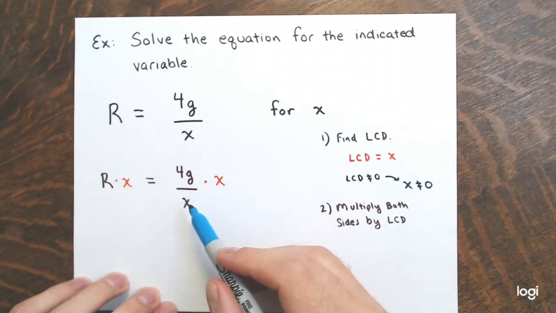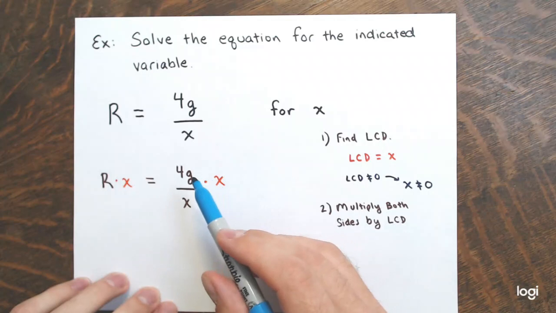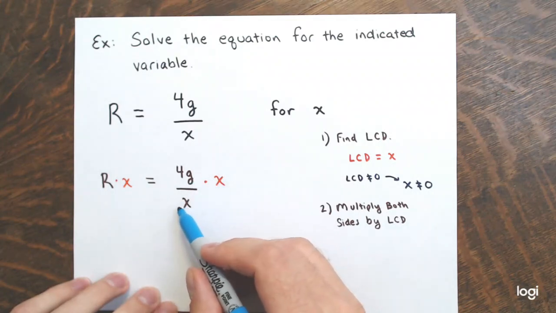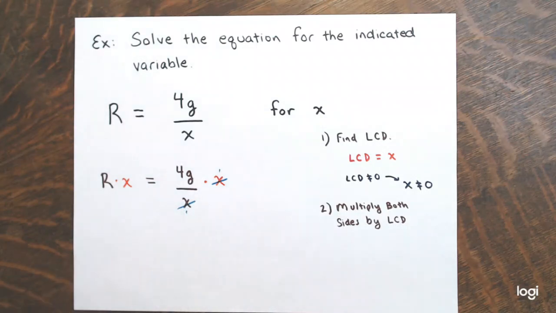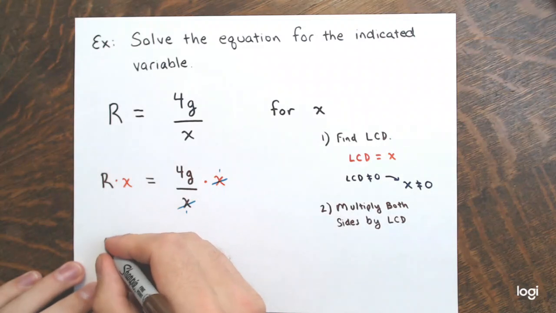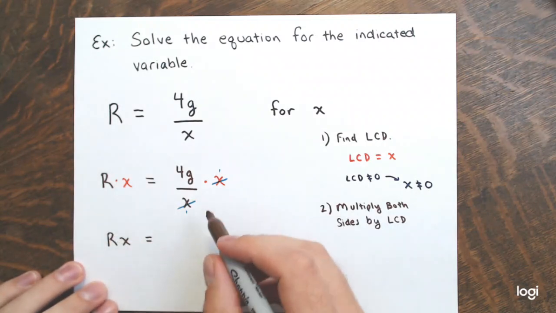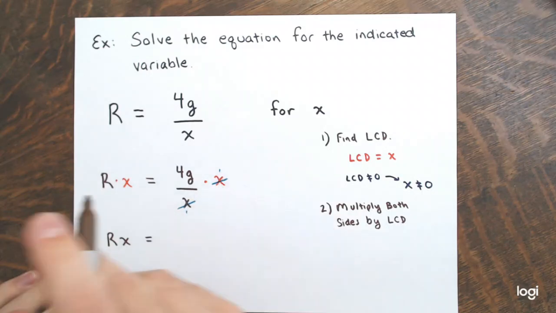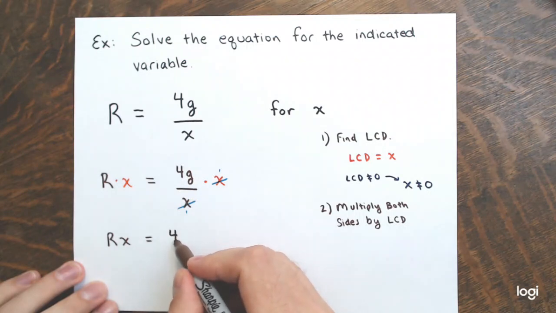But over here, I have a factor of x in the denominator and a factor of x now in the numerator, times x in the numerator. So those would divide out and become 1. Remember, anything over itself is technically 1. And great, now we have this: rx on the left side equals, and after dividing out the factors of x on the right, I'm just left with 4 times g.